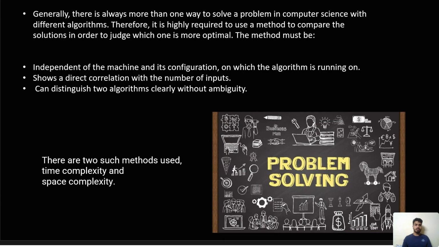Generally, there is always more than one way to solve a problem in computer science with different algorithms. Therefore, it is highly required to use a method to compare the solutions in order to judge which one is more optimal. The methods must be independent of the machine and its configuration on which the algorithm is running, show a direct correlation with the number of inputs, and distinguish two algorithms clearly without ambiguity. There are two such methods used: time complexity and space complexity.